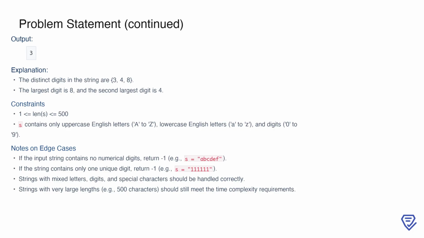The constraints ensure that the input length will be between 1 and 500 characters, and you can expect a mix of letters, digits, and possibly special characters. Remember, edge cases like strings without digits, or strings with only one unique digit, must also return -1. Efficient handling of these scenarios is crucial to solving the problem correctly within the given constraints.